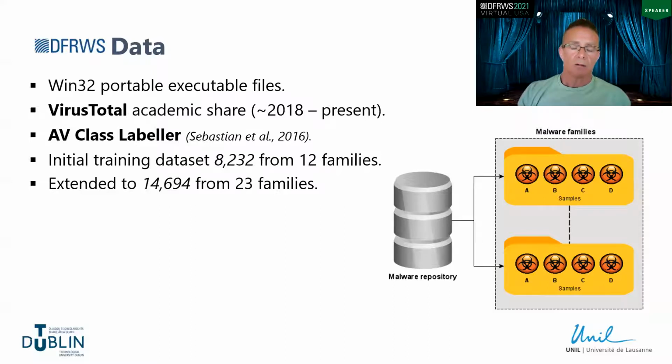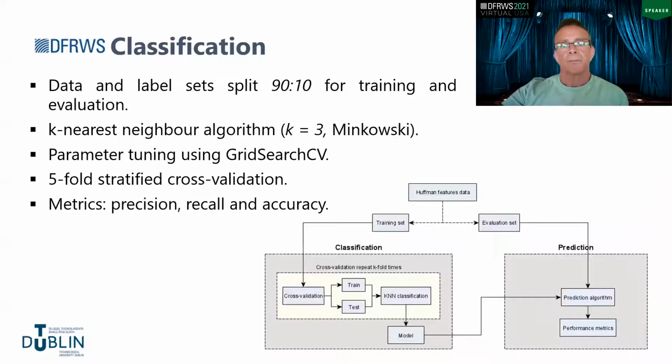Initially, I used a training set of around 8,000 samples from 12 families. The reason I extended that for further testing is that we decided we needed to test how well the models generalized onto different and more families. So I extended it up to around 14,500 samples from 23 families for the latter stages of the testing. In terms of the classification, once we had the data in the feature sets, the data and the labels were split 90-10. So 90% was for training and testing, and 10% was held back for evaluating the models on unseen data.